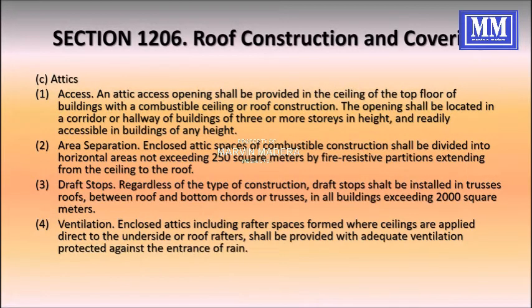The area separation. Enclosed attic space of combustible construction shall be divided into horizontal areas not exceeding 250 square meters by fire-resistive partitions extending from the ceiling to the roof. For draft stops, regardless of the type of construction, draft stops shall be installed in truss roofs between the roof and bottom chord of the truss, in all buildings exceeding 2,000 square meters.